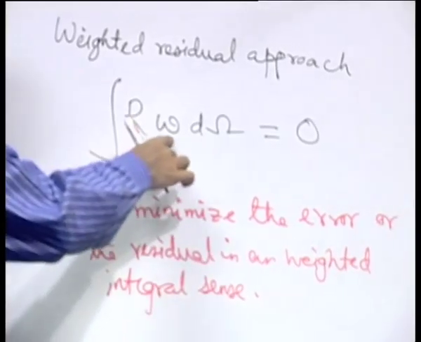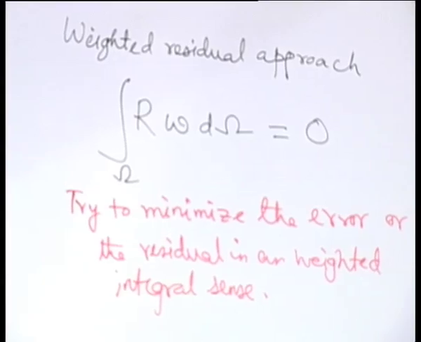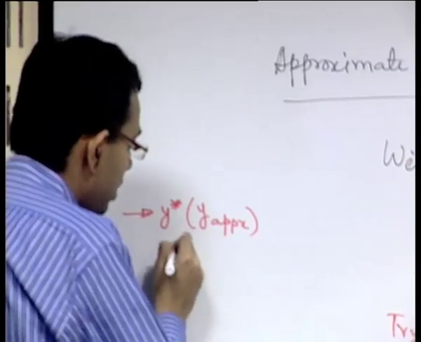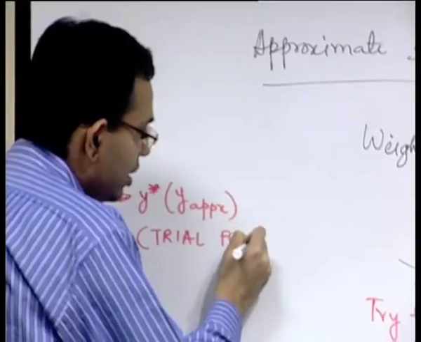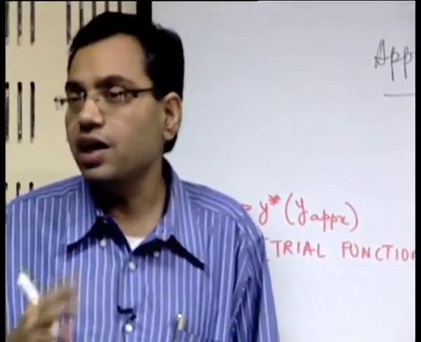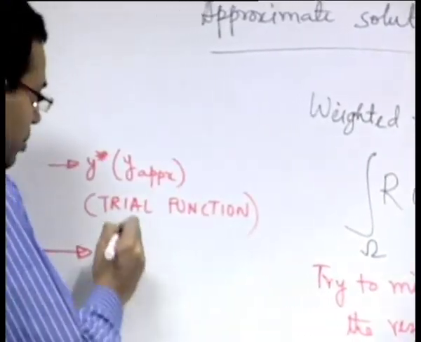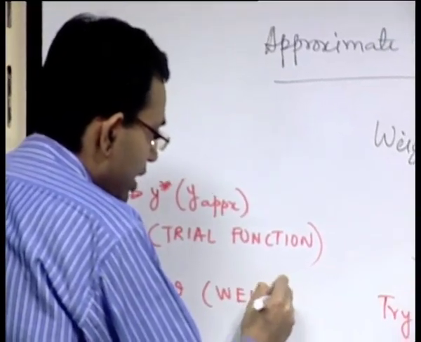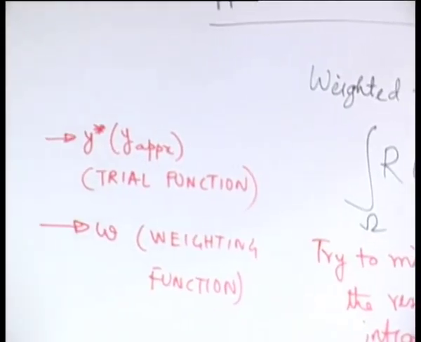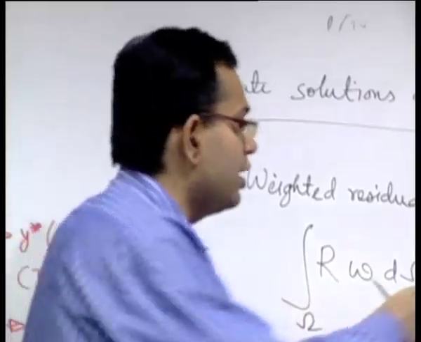So, what you are basically doing, you are multiplying it with a weighting function. So, you have got now two types of functions. One is the y star or y approximate. This we call the trial function. Why is it a trial function? Because you do not know what y is. This is just as a trial you have substituted, and this trial function may have unknown coefficients which you want to evaluate by imposing this constraint. So, you have another function w, which you call the weight function or weighting function. So, you choose some trial function, you choose some weighting function with an effort that your total error in an integral sense over the entire domain is 0.